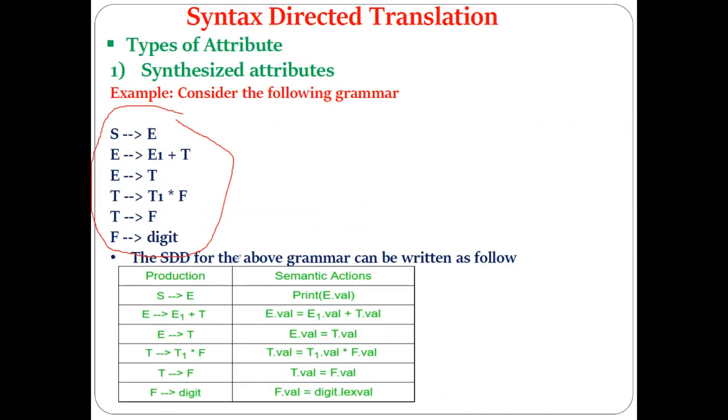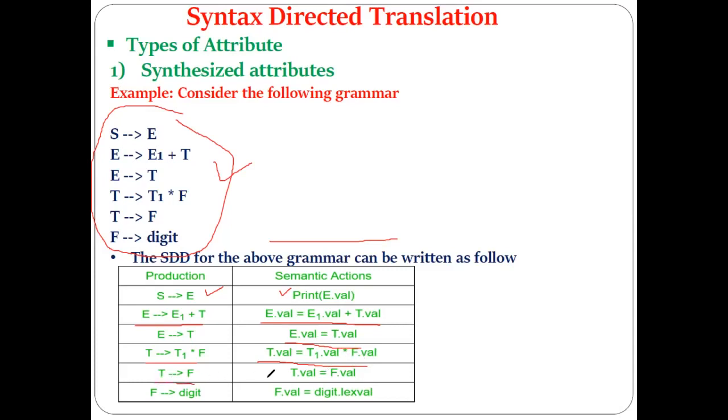Now for this grammar, the syntax directed definition of the above grammar is written as follows. As I said, the syntax directed definition is nothing but attributes plus rules. For S derives E, the semantic rule is given: print E dot val. For the production E derives E1 plus T, the semantic rule is E dot val equal to E1 dot val plus T dot val. Similarly, for E derives T, E dot val equal to T dot val. Then for the production T derives T1 into F, the semantic rule is T dot val equal to T1 dot val into F dot val.